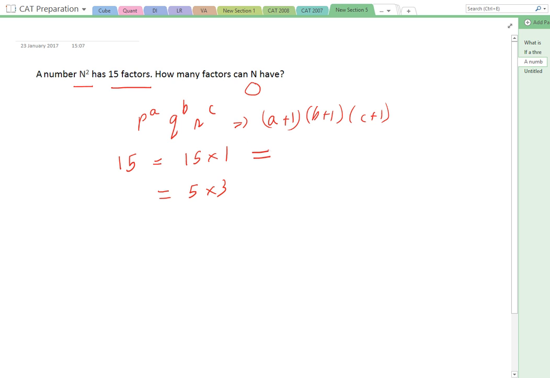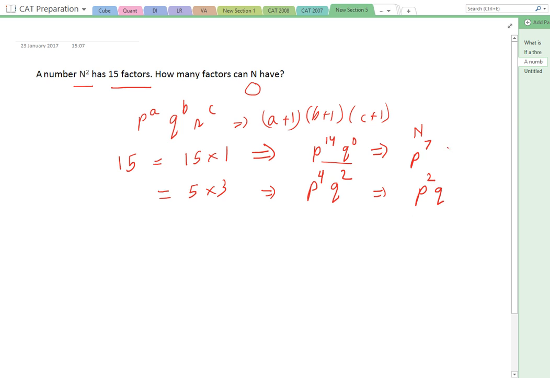And if it's written as 15 into 1, it's probably of the format p to the power 14 and then q to the power 0. Or if it can be written as 5 into 3, it can probably be broken down into prime factors in the form p to the power 4, q to the power 2, because then it will be 4 plus 1 into 2 plus 1. If n square is like p to the power 14, then n would be of the format p to the power 7. And if n square is of the format p to the power 4, q to the power 2, n would be of the format p square q.